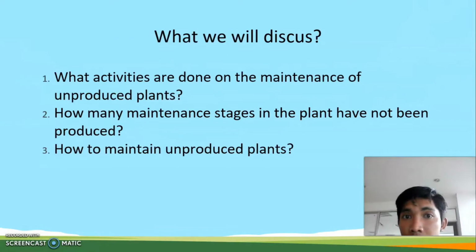What we will discuss. Number one, what activities are done in the maintenance of unproduced plants. Number two, how many maintenance tasks are there for plants that have not yet produced. Number three, how to maintain unproduced plants.